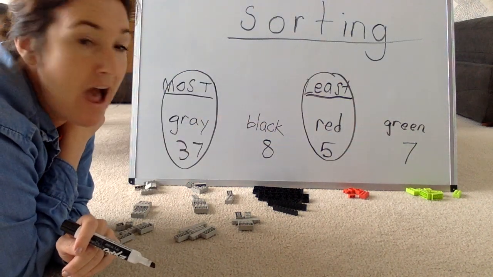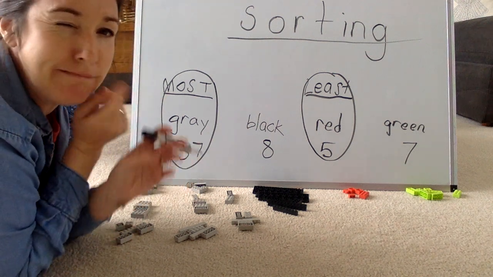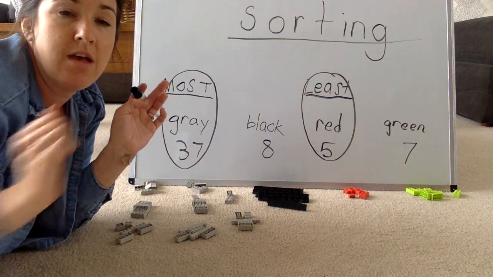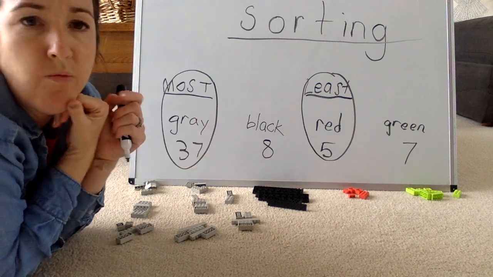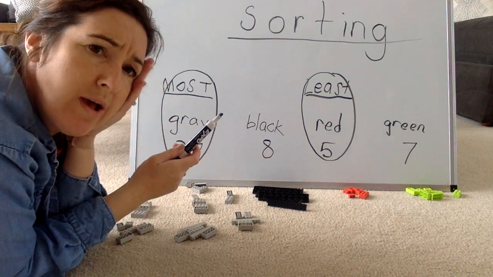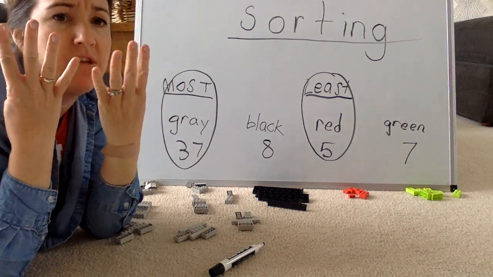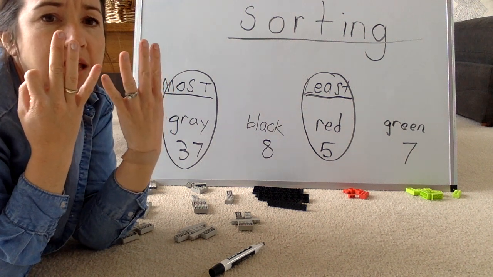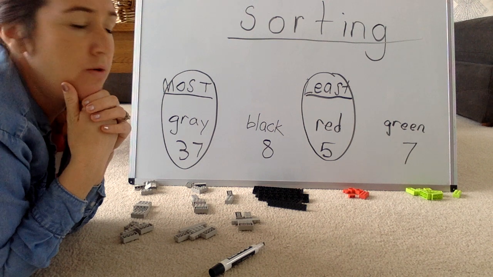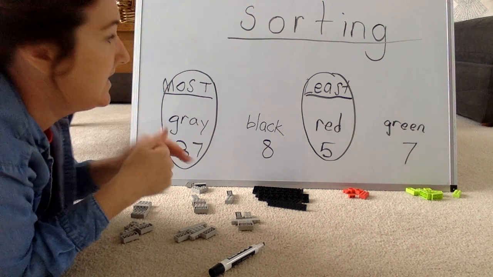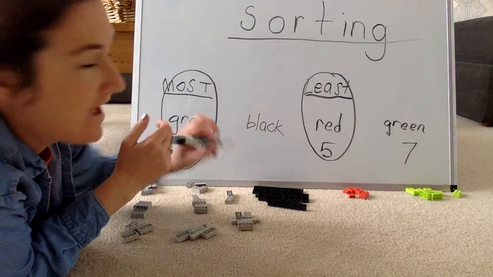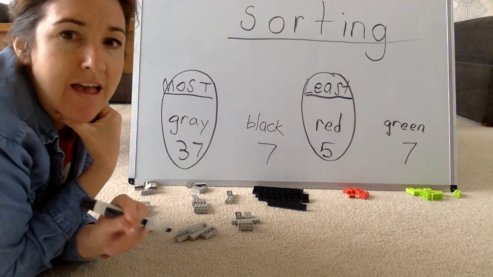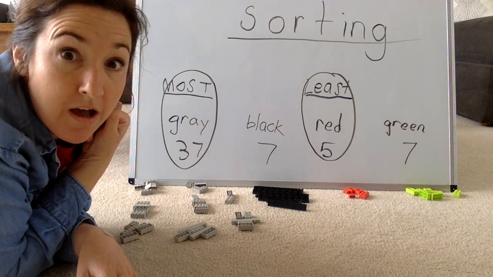Look at that. Now, let's be sneaky. Let's pretend that I take 1 black away. 8 take away 1. 8 fingers take away 1. Oopsies. How many are left? 8 take away 1. I have 7 left. You're right. I bet you figured that out. So now I have 7 black and I have 7 green.